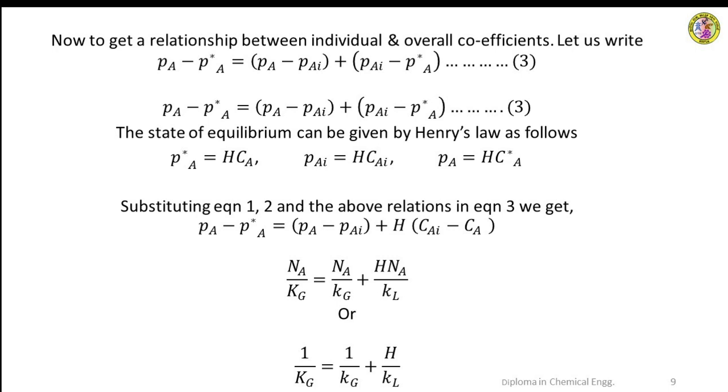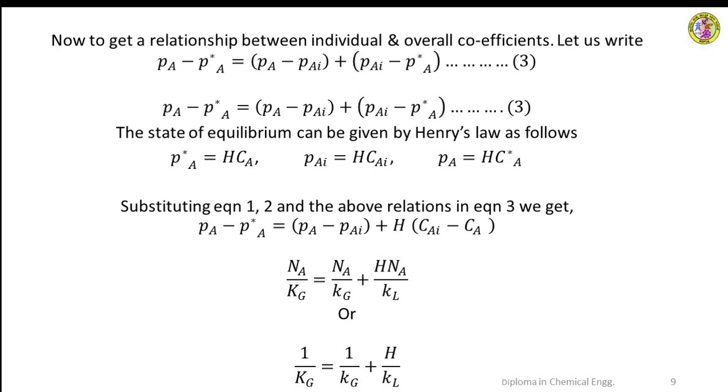In the same way, the relationship between Pai and Cai is Pai equal to H into Cai. And the relationship between Ca star and Pa, the equilibrium concentrations, is given by Pa equal to H into Ca star. Now, substituting all these, and also equations 1 and 2, in equation number 3.